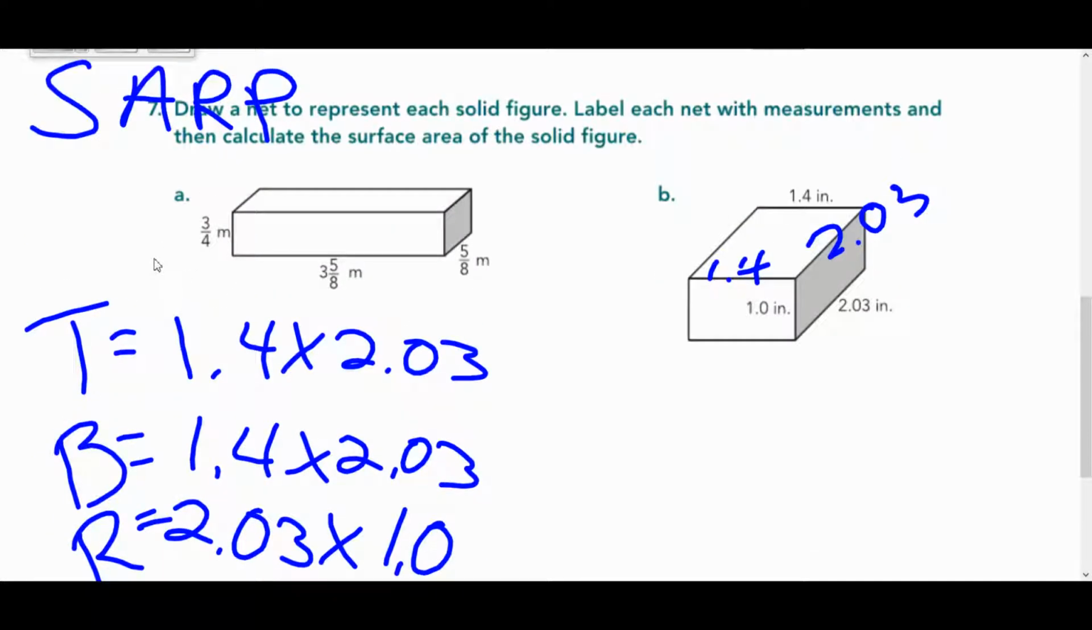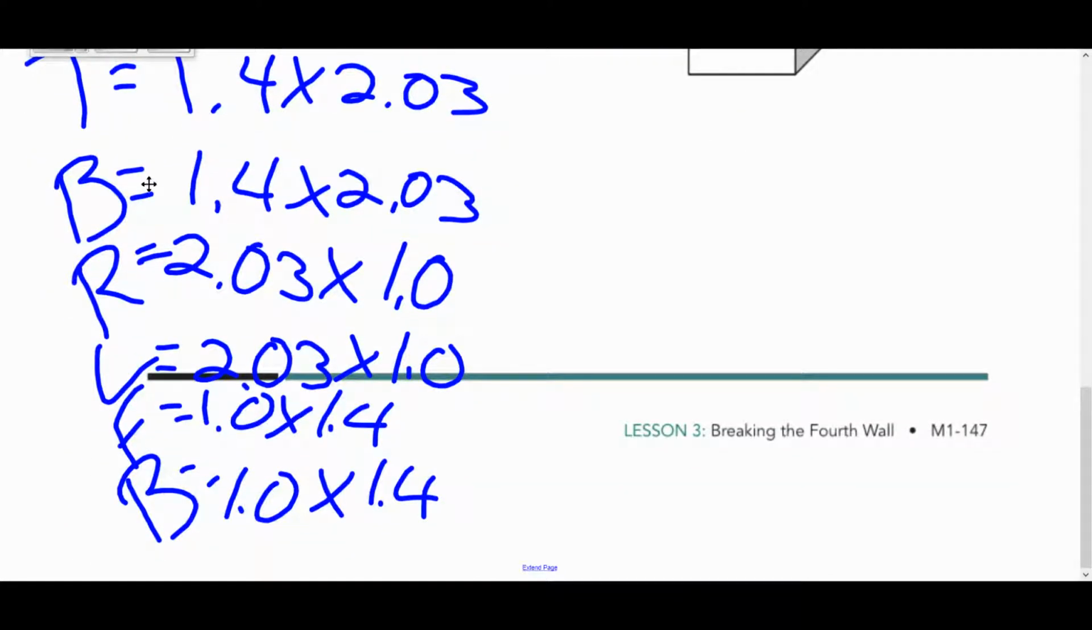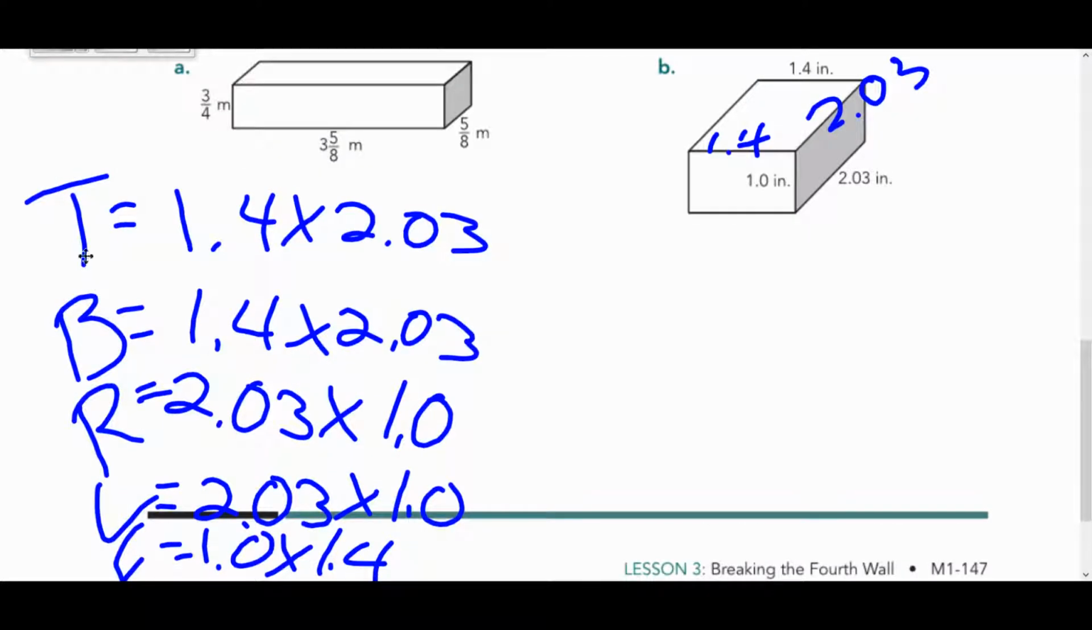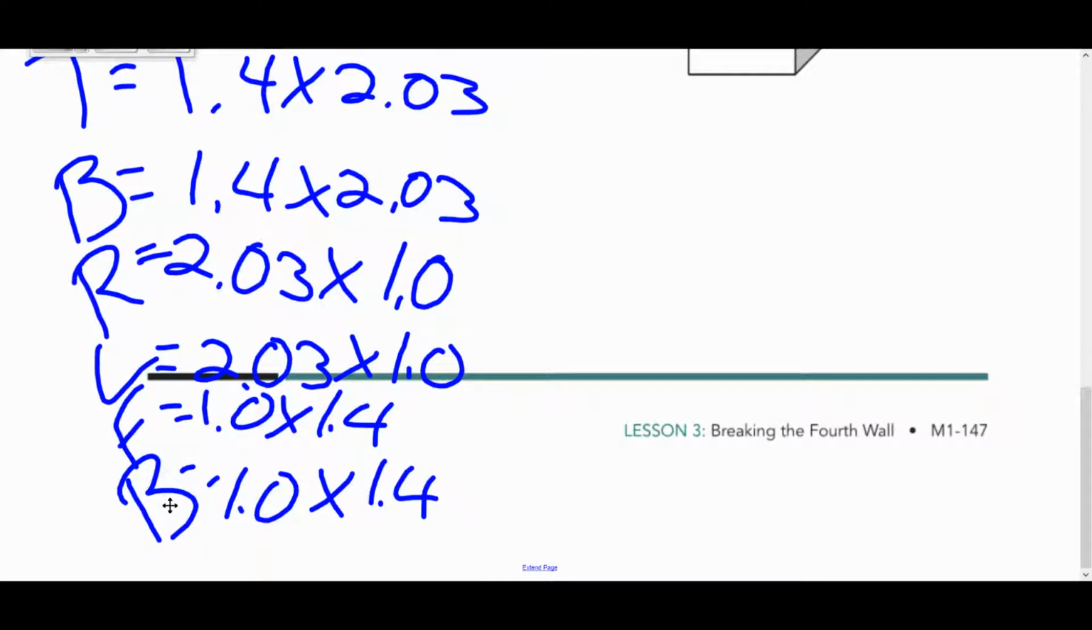So when I talk about SARP, I talk about the surface area of a right prism. The translation is, what's the surface area of this box? The mathematical term is a right prism, a rectangular prism. Sorry, I forgot what the R was. Anyway, in order to do the SARP, I need the TBRLFV. The TBRLFV is the top and the bottom, the right, the left, the front, and the back.